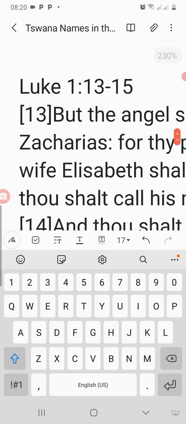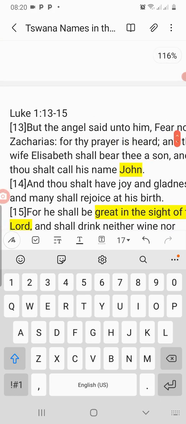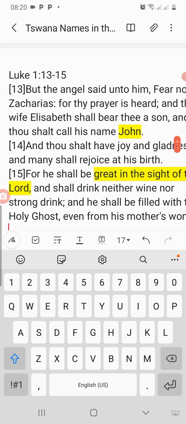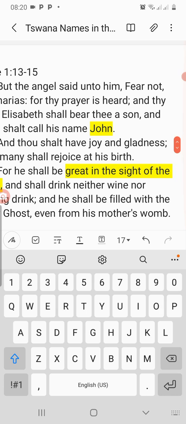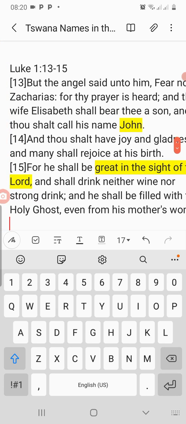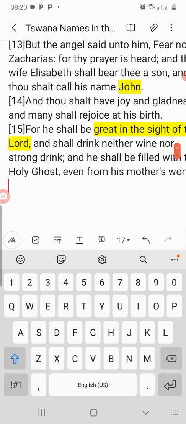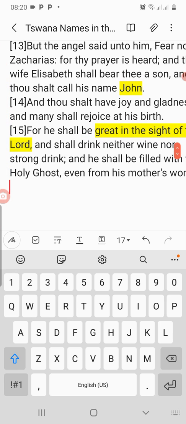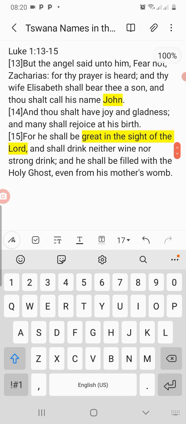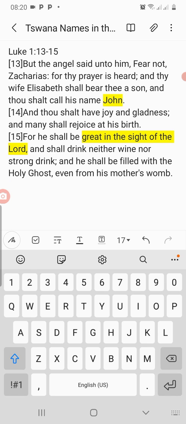Let's look also at the scriptures. If you look at Luke chapter 1, verses 13 and 15, it talks about Zacharias being told in verse 13 that his son will be called John. And in verse 15 it says, "For he shall be great in the sight of the Lord." Yohano. So there are expressions of angels in the presence of the Creator. So this name from verse 15, Yohano, means great in the sight of the Lord.